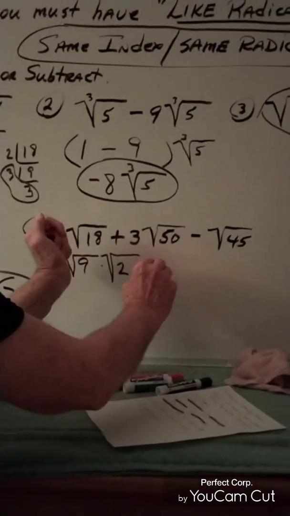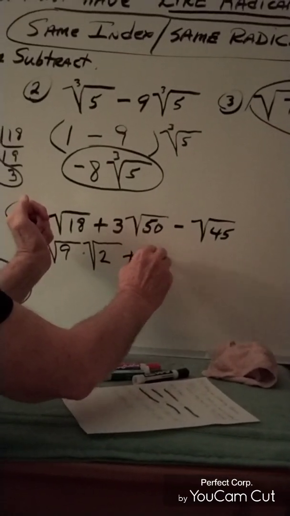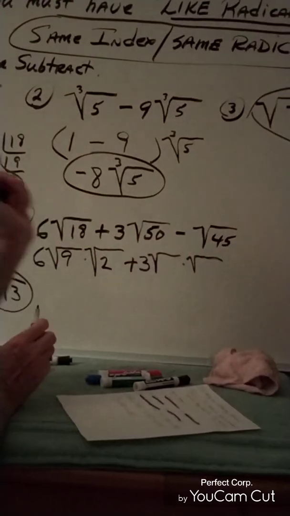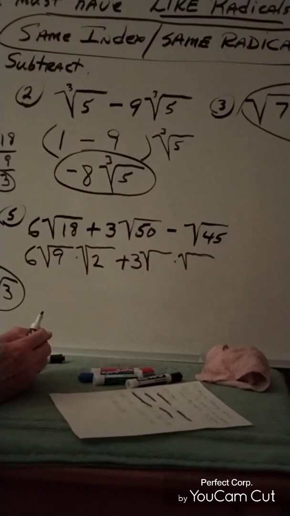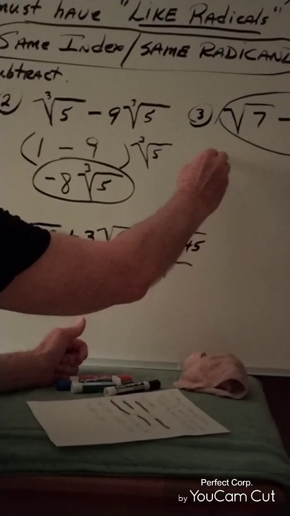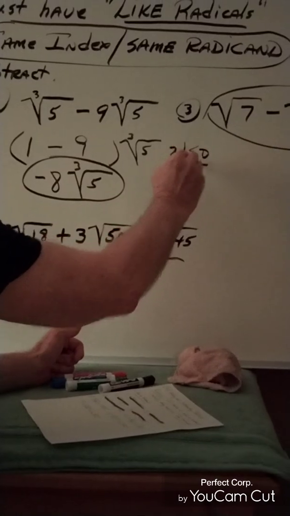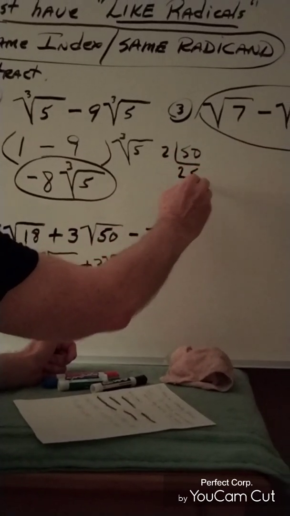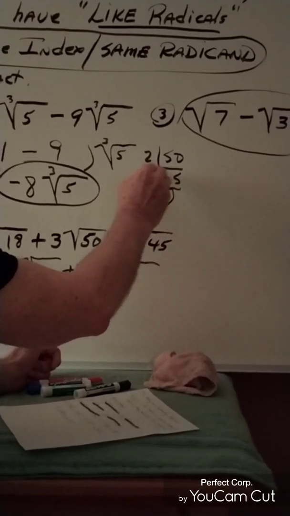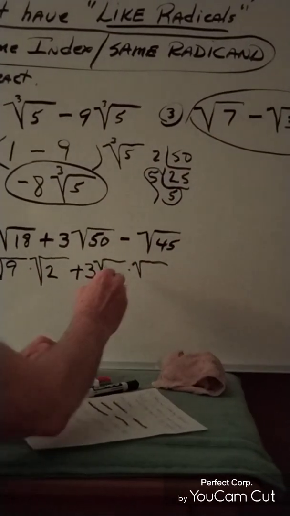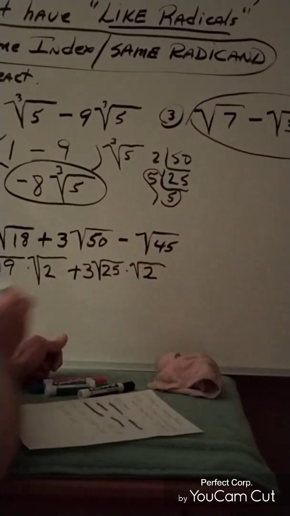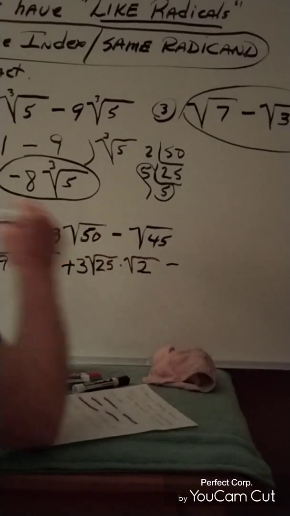Bring down this plus 3. We'll split that 50. 50. If you see 25 and 2, you're right there. If you need to show the upside down, 2 goes into 50 25 times. 5, 5. There's your 25. That goes in the rational. And 2 goes in the irrational. Then bring down the subtraction sign.